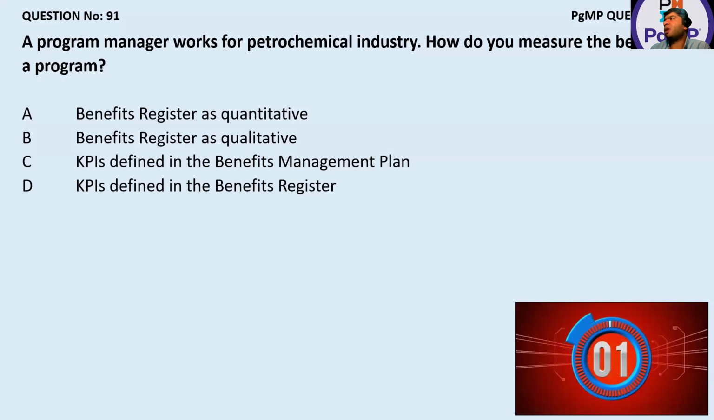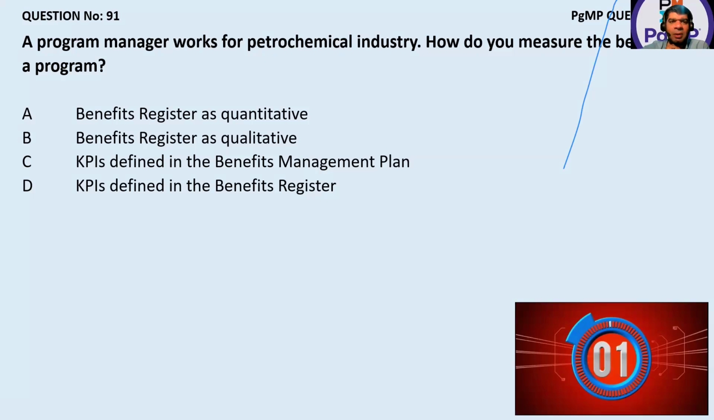A program manager works for a petrochemical industry. How do you measure the benefits of a program? So why D? Fasa, why D? I was just confused with the KPI and thresholds. That is okay, KPIs are in the benefit management plan and benefit register. This is clear. So in order to differentiate between C and D, I need to look at the tone of the question. How do you measure the benefits of a program? How? Yes, I will go for C.